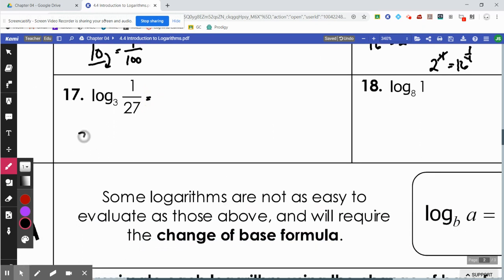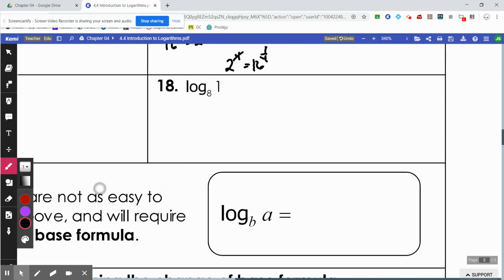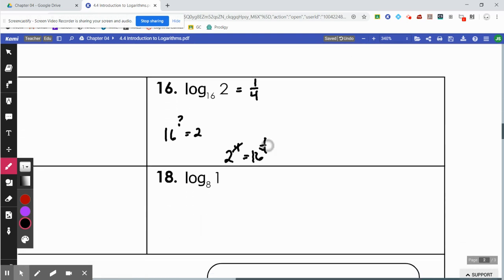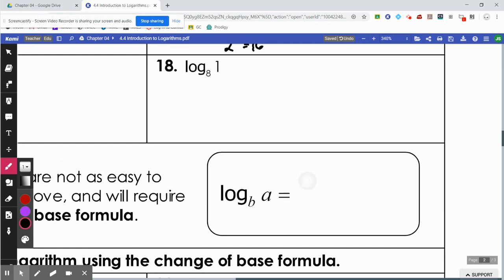This one again, 3 to what power? We're going to have to bring that 3 to the bottom. So I know my power is going to be negative, and I know that 3 to the 3rd power is positive 27. So therefore, 3 to the negative 3 power would be 1 over 27. And finally, I think I told you a while ago, we've already worked this once, 8 or any number raised to the 0 power, that's the only way that you're going to get a 1.